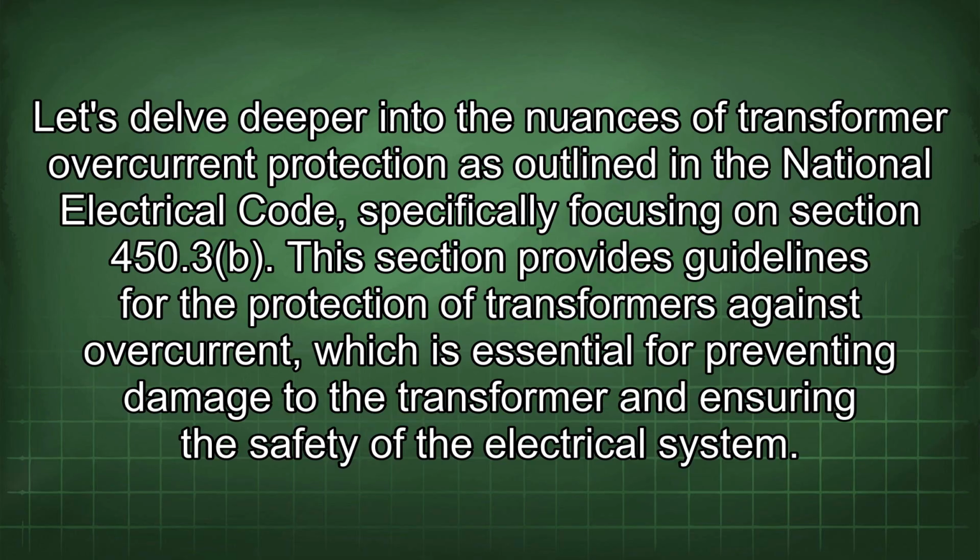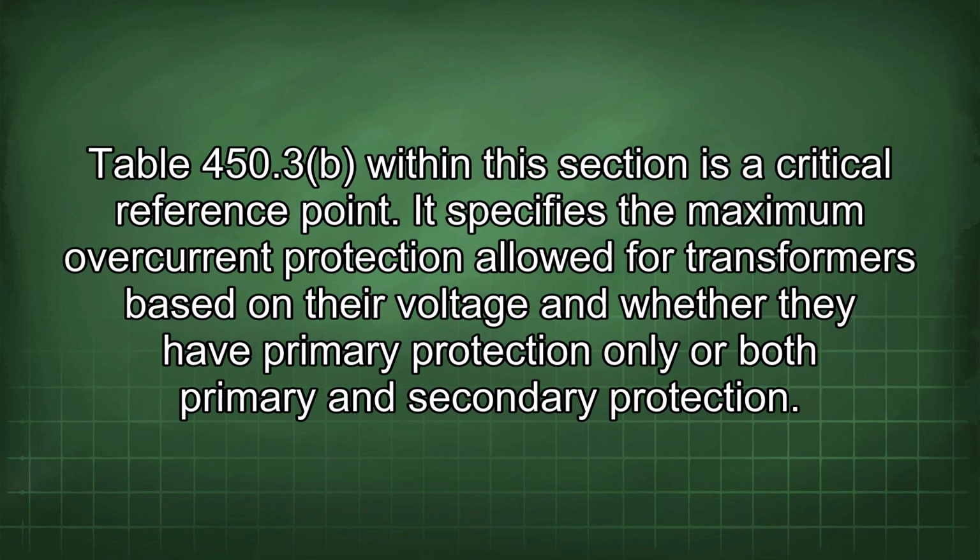Let's delve deeper into the nuances of transformer overcurrent protection as outlined in the National Electrical Code, specifically focusing on Section 450.3. This section provides guidelines for the protection of transformers against overcurrent, which is essential for preventing damage to the transformer and ensuring the safety of the electrical system. Table 450.3 within this section is a critical reference point. It specifies the maximum overcurrent protection allowed for transformers based on their voltage and whether they have primary protection only or both primary and secondary protection.